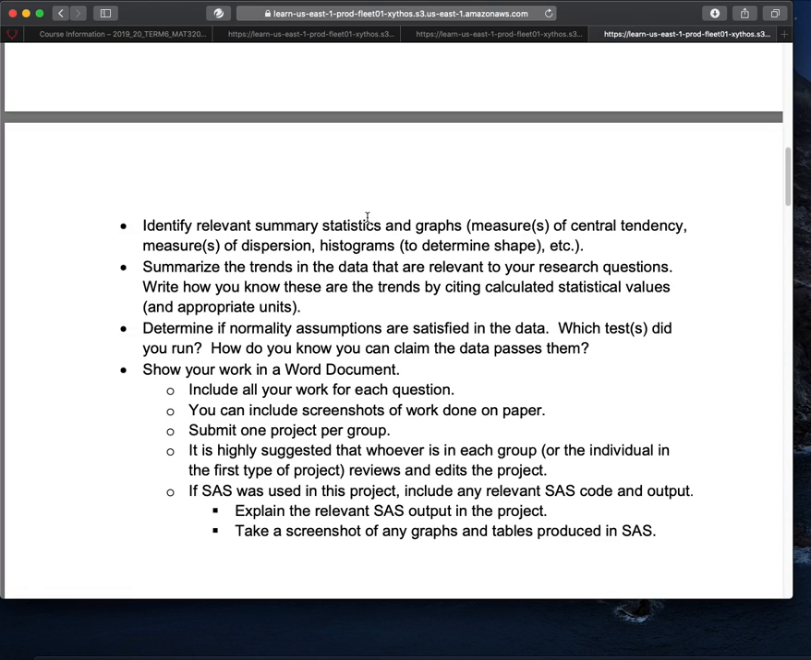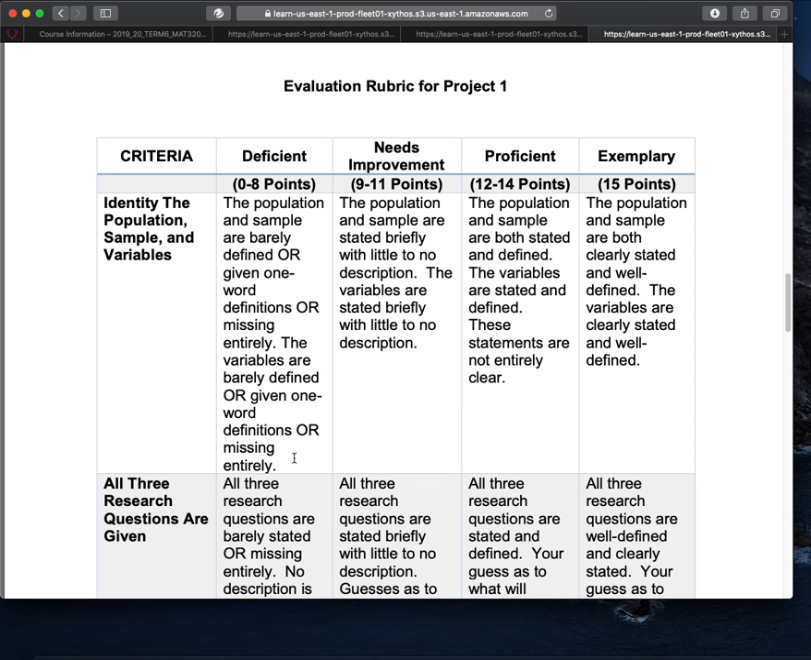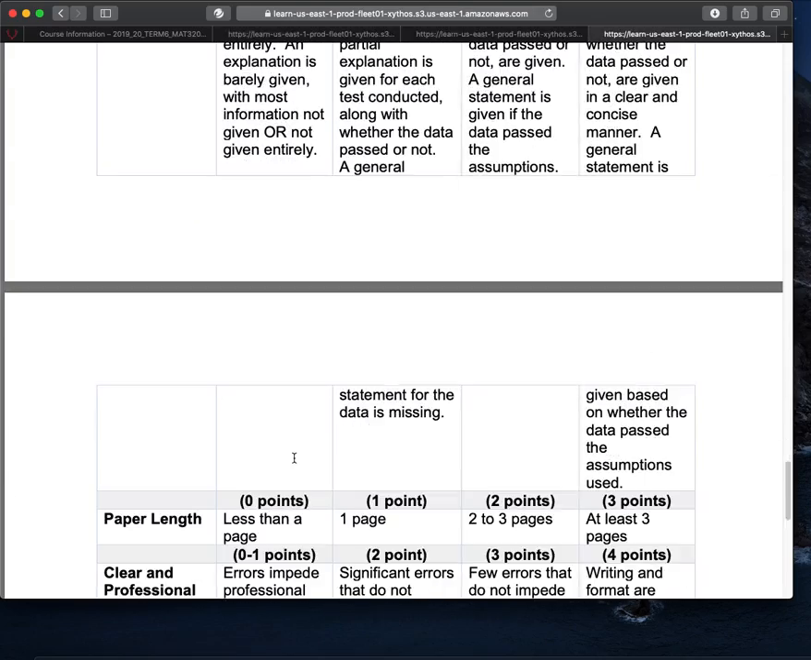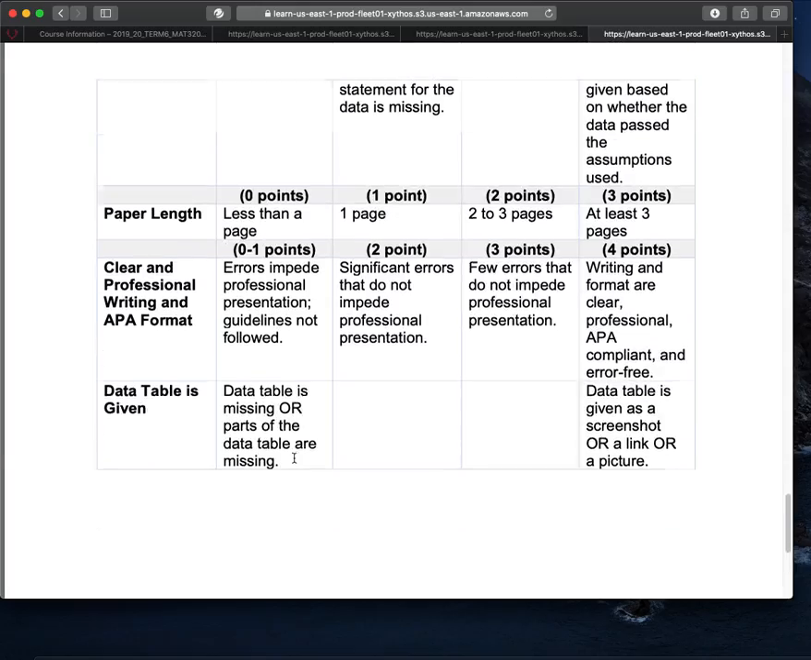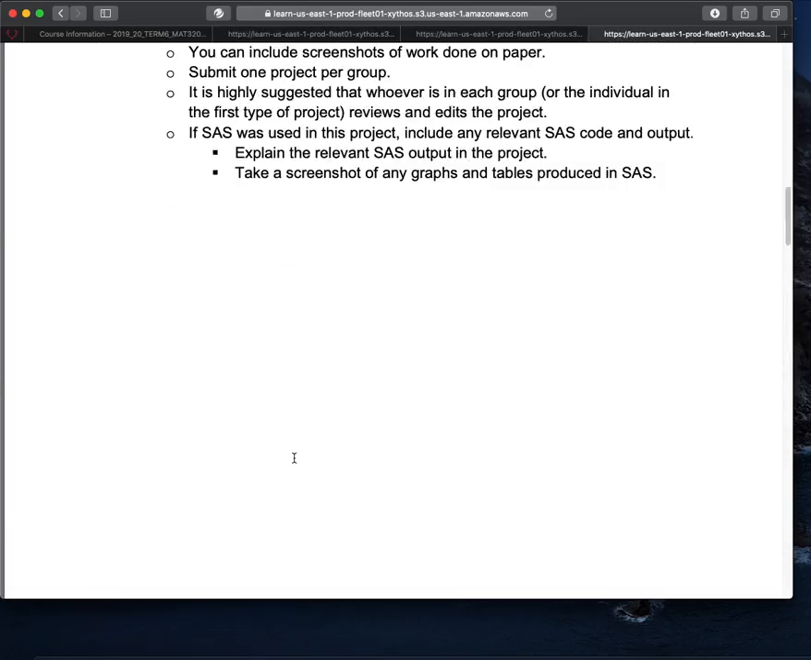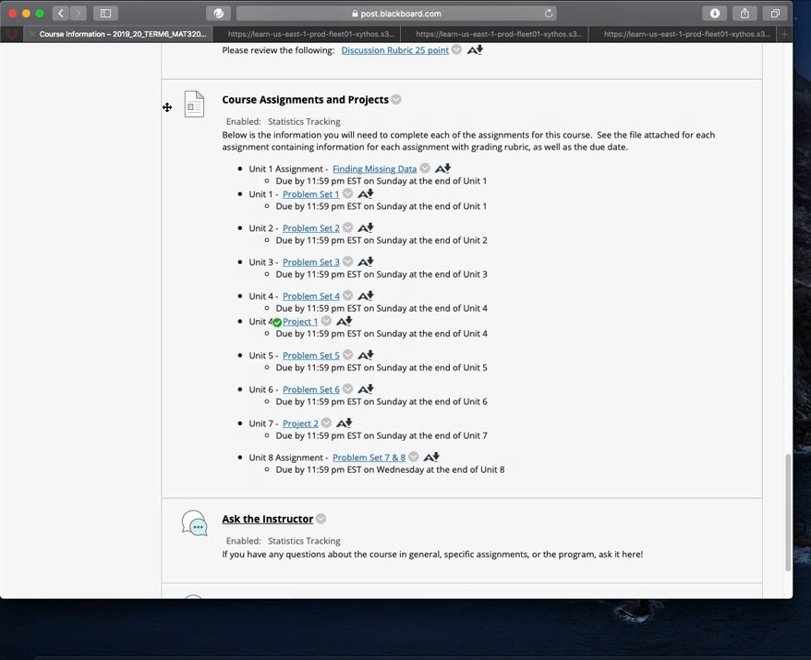Summarize any trends. Determine if the normal assumptions are satisfied. Which tests did you run? What results did you get? That type of thing, and then those probabilities as well. And then it's noted how you can submit your work, and then down here we have the rubric, which details how you would be graded. But you'll be able to read that in the document.